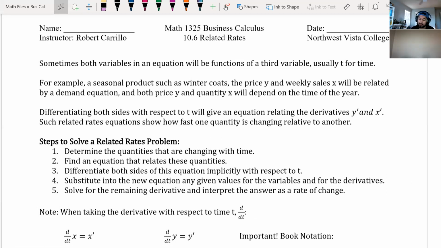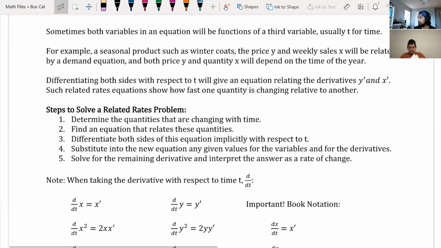For example, as you see there, a seasonal product such as winter coats, the price y and weekly sales will be related by a demand equation, and both price y and quantity x will depend on the time of the year. So when we do related rates, x and y are now depending on time. So this is why we will derive with respect to time. And with that being said, I'll get to the steps in a second.